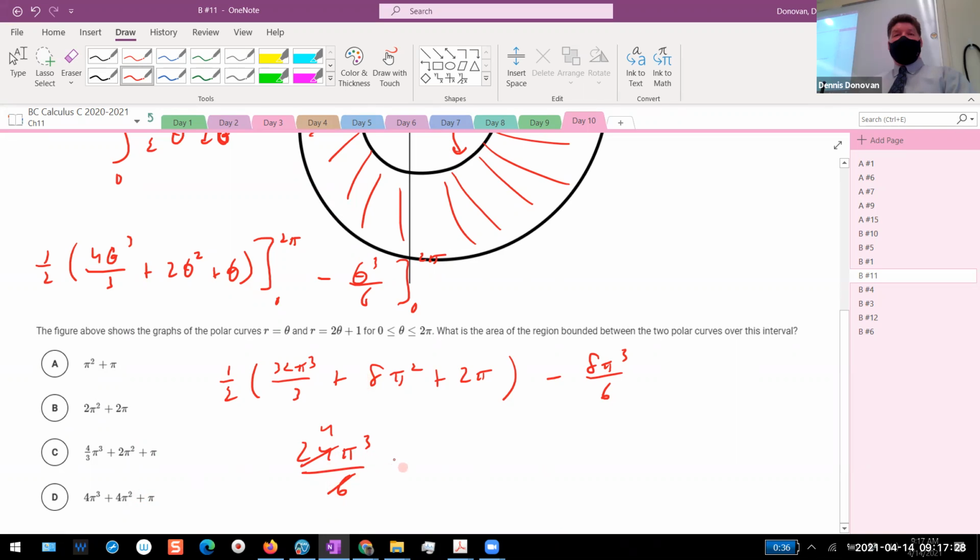And let's just check the rest. That times a half is 4 pi squared, checks out, and that times a half is pi, so that checks out, so that's D. Okay?